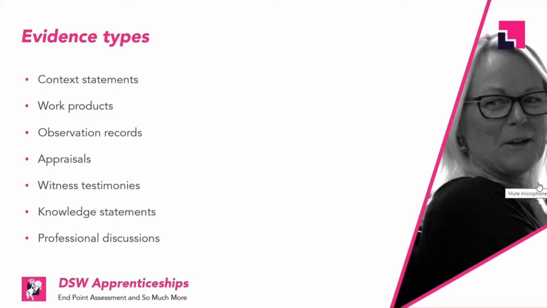So a good piece of evidence, and I suppose really we call it the gold standard piece of evidence, is a work product. So that's proof that what the apprentice is talking about did happen. So that might be something like an email, training records, an extract from a project, maybe some of your internal regulations that has been included as evidence within the portfolio.